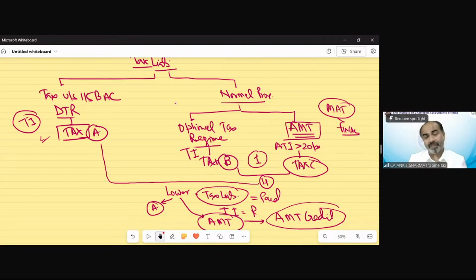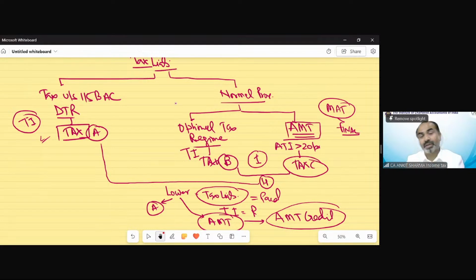But whenever there is a question in which you are asked to calculate your tax liability, then step number one, you have to calculate tax under the default tax regime. Then you have to calculate tax as per B and C, one under the optional tax regime, and then maybe as per AMT if AMT provisions are applicable. The higher of B or C, first we have to find it out, and then that higher needs to be compared with tax A. The lower would be your final tax liability.